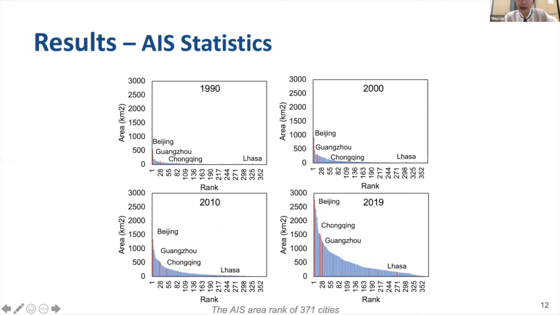And we further compare the results of the 371 cities, and we can see that Beijing took the lead in the four periods. And also the capital of the different provinces, the rank has moved forward. And continuous impervious surface growth has been seen in the four periods.